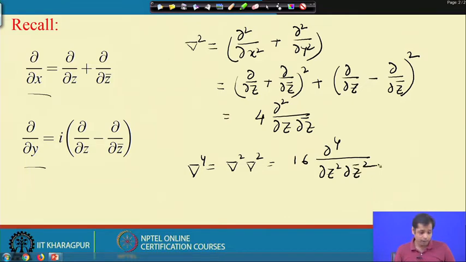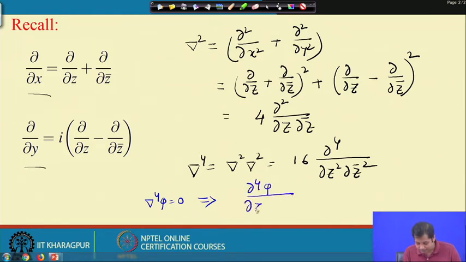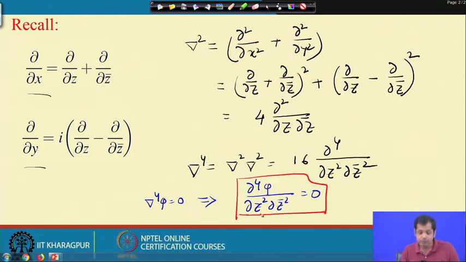Okay. Now, the biharmonic equation was del 4 phi is equal to 0. So, if I now write this del 4 operator in terms of z and z bar, this equation becomes del 4 phi by del z 2 del z bar 2 is equal to 0. So, this is the biharmonic equation. The equation that we had in terms of x, y or r theta coordinates, we already derived. This is the same equation written in terms of z and z bar.